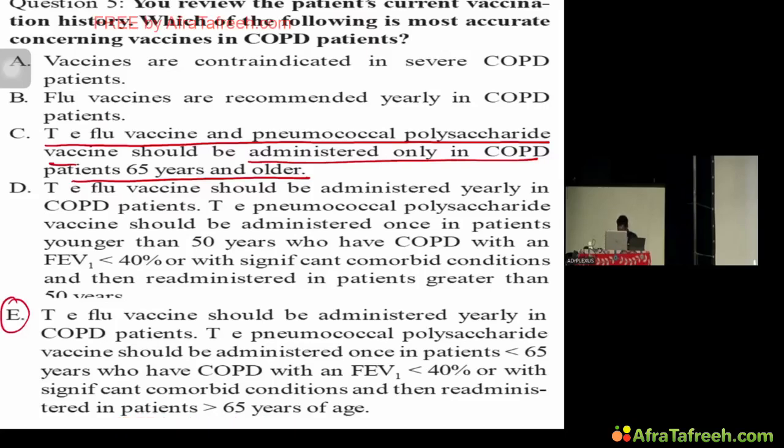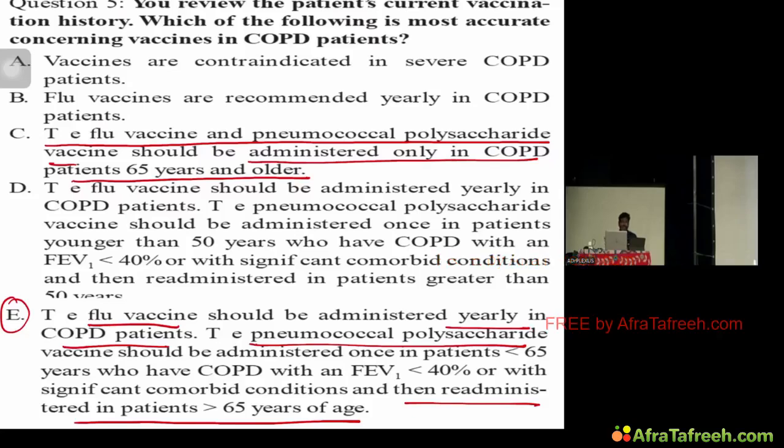Option E says every year you have to give flu vaccine. Apart from this, pneumococcal polysaccharide vaccine should be given after 65 years of age. So that is the most appropriate option among all the 4 options. So "vaccines are contraindicated in severe COPD" is wrong.